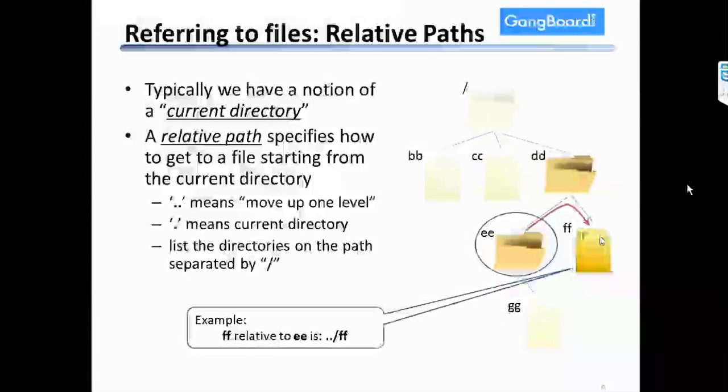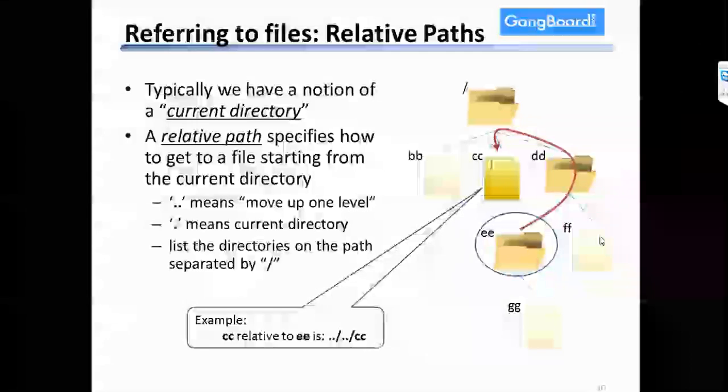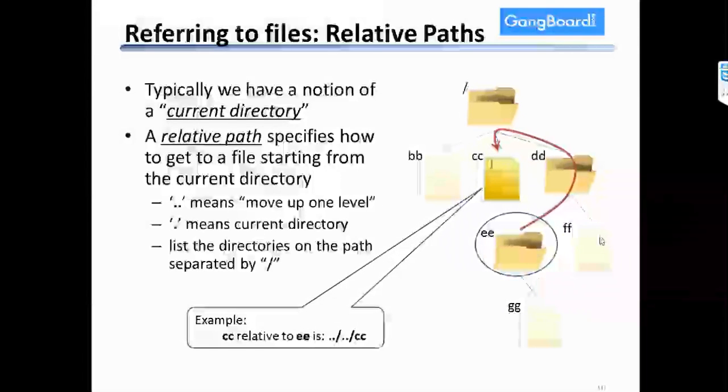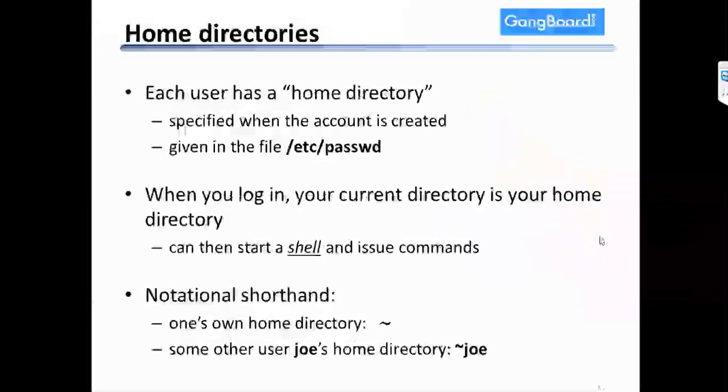In the next path, we want to access this file, that is double F. If we want to access this file, we just have to type dot dot slash, go back there and access it. By the arrows, you will understand. We want to access CC, so we have to go two levels up, then we can access it.